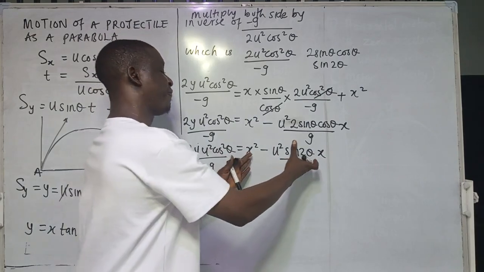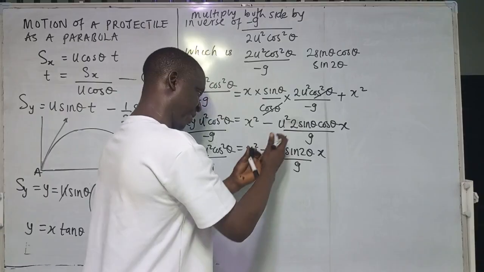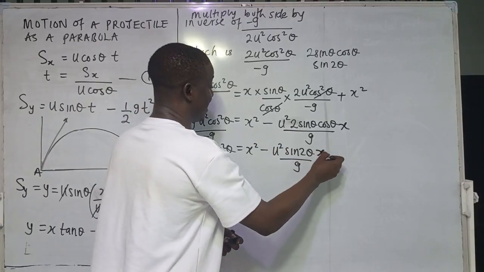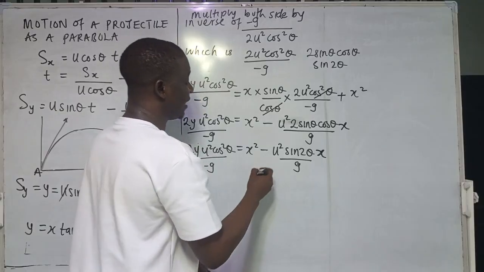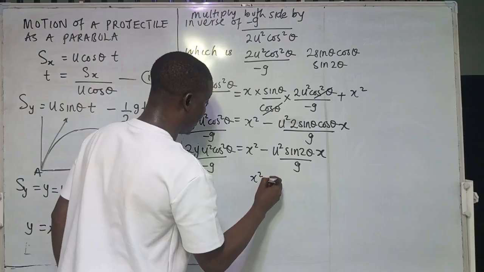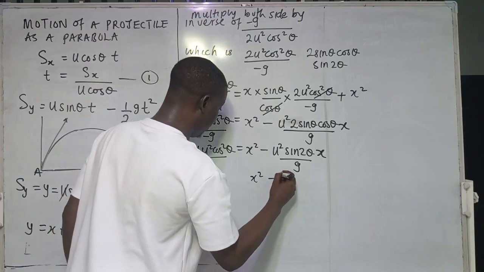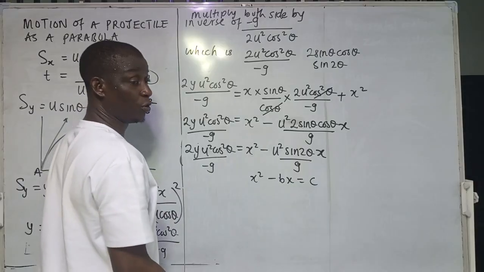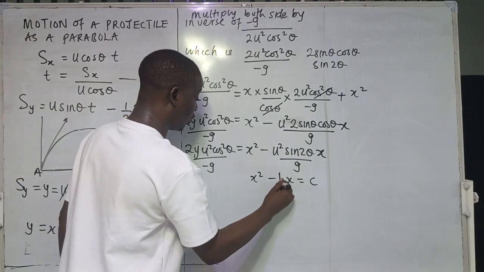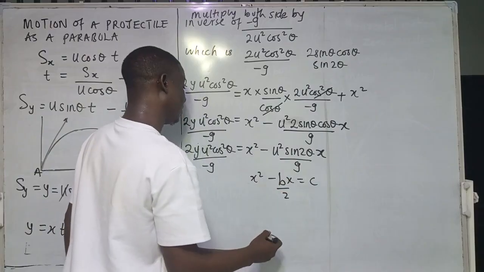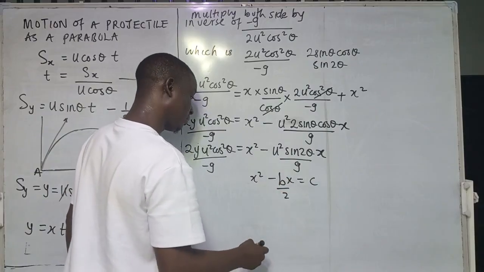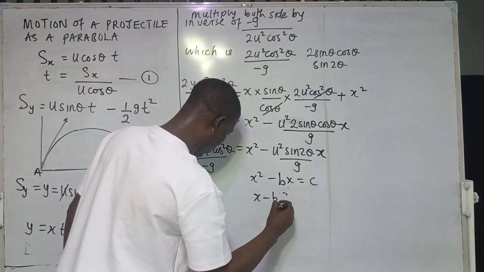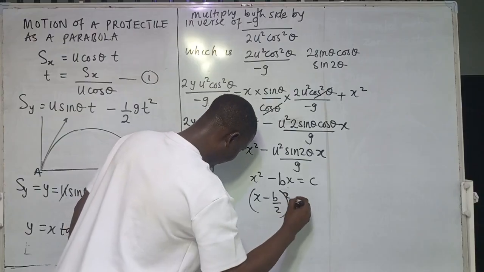Now, to perfect the square of this, you divide the coefficient of x. You have s square minus bs is equal to c. How do you perfect the square of this one from normal mathematics knowledge? What you are going to do is divide by 2, square it and add it to both sides. So it will now be s minus b over 2 all square is equal to what?